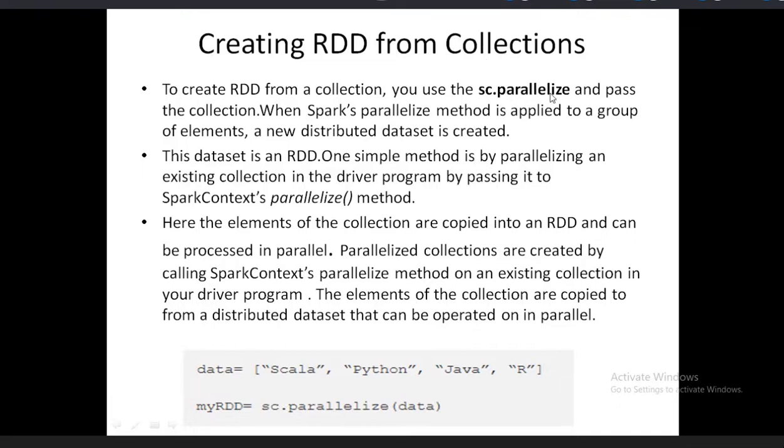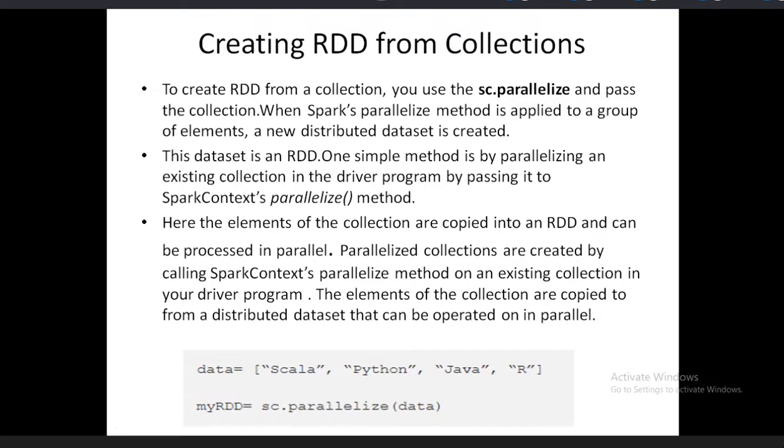The parallelize method, right? To create an RDD from a collection, use sc.parallelize and pass the collection. The collection could be a range, a tuple, or a list. When the Spark parallelize method is applied to a group of elements, a new distributed data set is created. The new distributed data set is your RDD. One simple method is by parallelizing an existing collection in the driver program by passing it to the Spark context parallelize method, because this method is available in your SC, right?